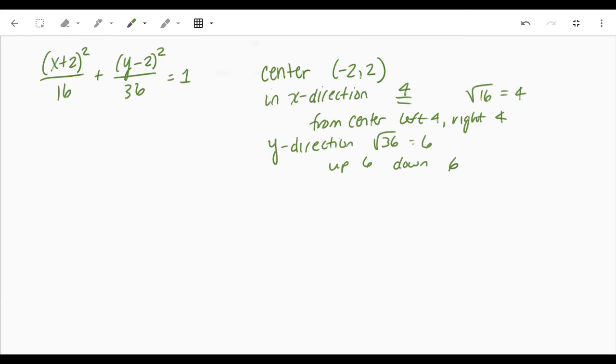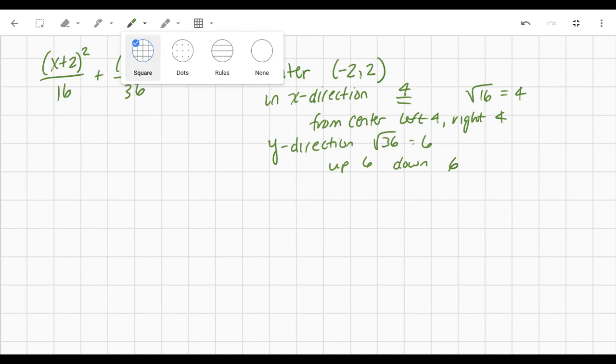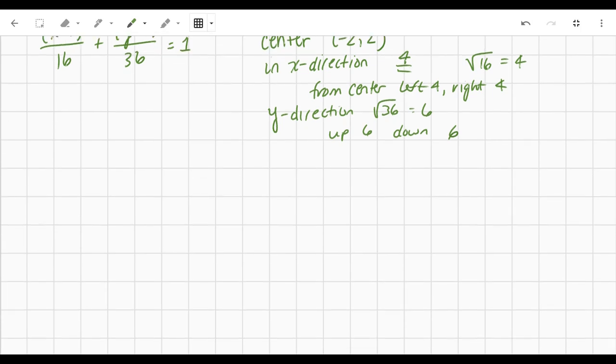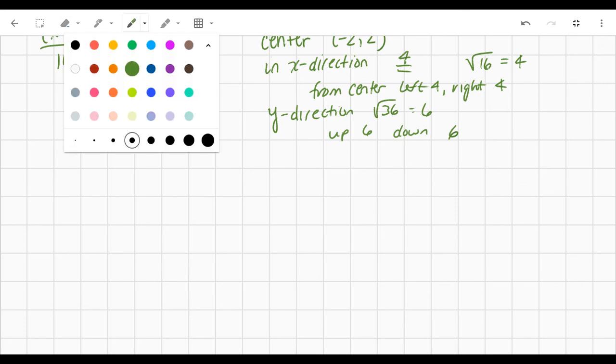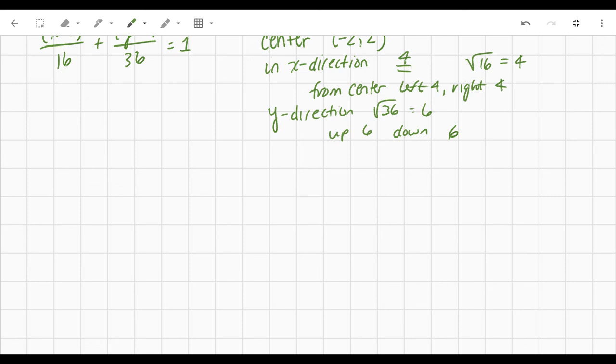Okay, so when we graph this, I can get my little graphing background on here. Let me get myself a little bit more room. I'll go by 2s on my graph. Let me get that a little bit better. Okay. So going by 2s here.